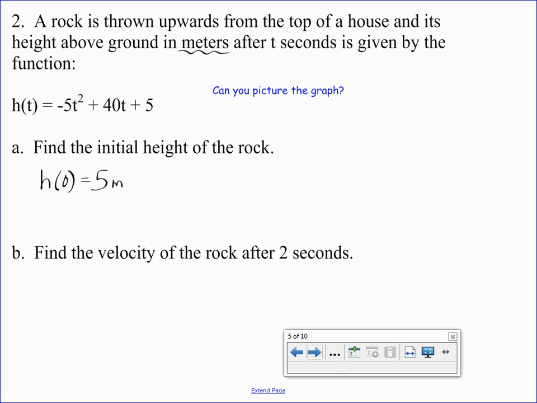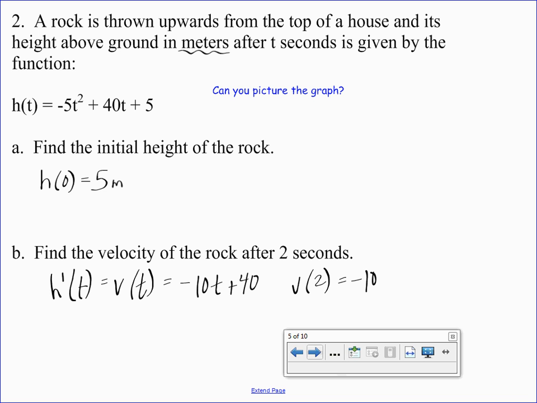To find the velocity of the rock after 2 seconds, we find the derivative, which is the speed at any time t, which would be negative 10t plus 40. And now we're going to find the speed at 2 seconds, so we replace the time with 2, and we'll get our answer. 40 take away 20 is 20, and that's in meters per second.